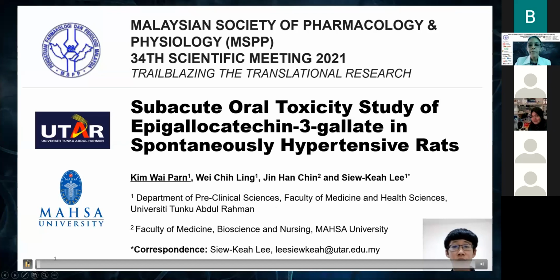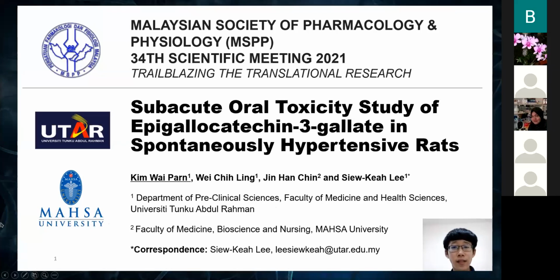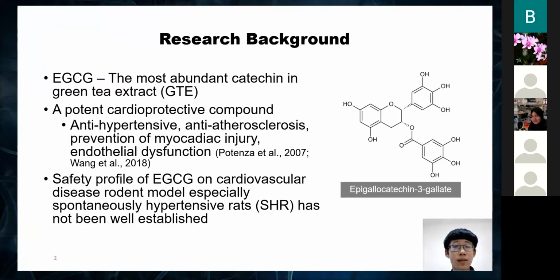I'm Parn Kim Wai from Faculty of Medicine and Health Sciences, University Tunku Abdul Rahman. I'm presenting my research work on subacute oral toxicity study of epigallocatechin 3 gallate in spontaneously hypertensive rats. EGCG is the most abundant catechin present in green tea and frequently promoted as a cardioprotective agent due to its potent antihypertensive, anti-atherosclerosis, myocardial, and muscular protection effects. Nevertheless, many of the studies are focusing on its efficacy and its safety profile has not been well established.